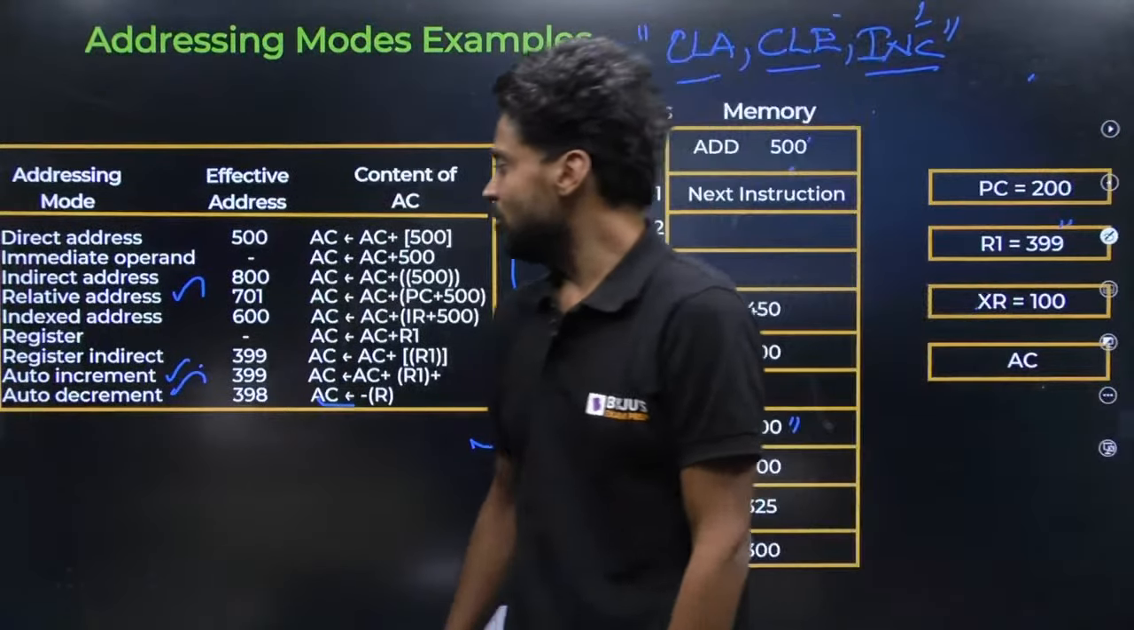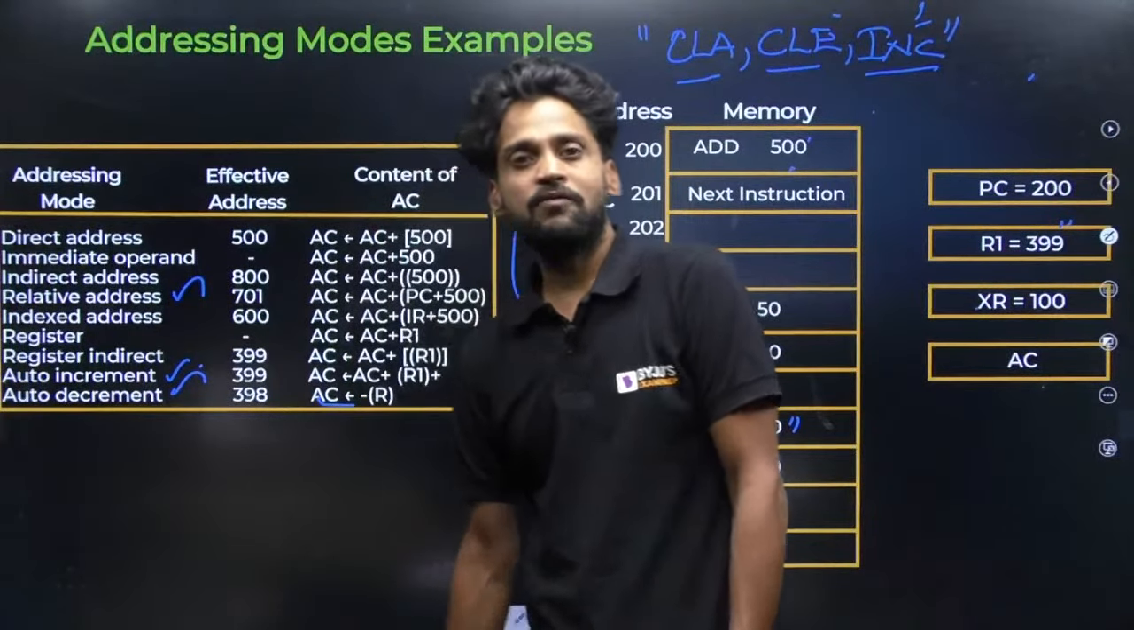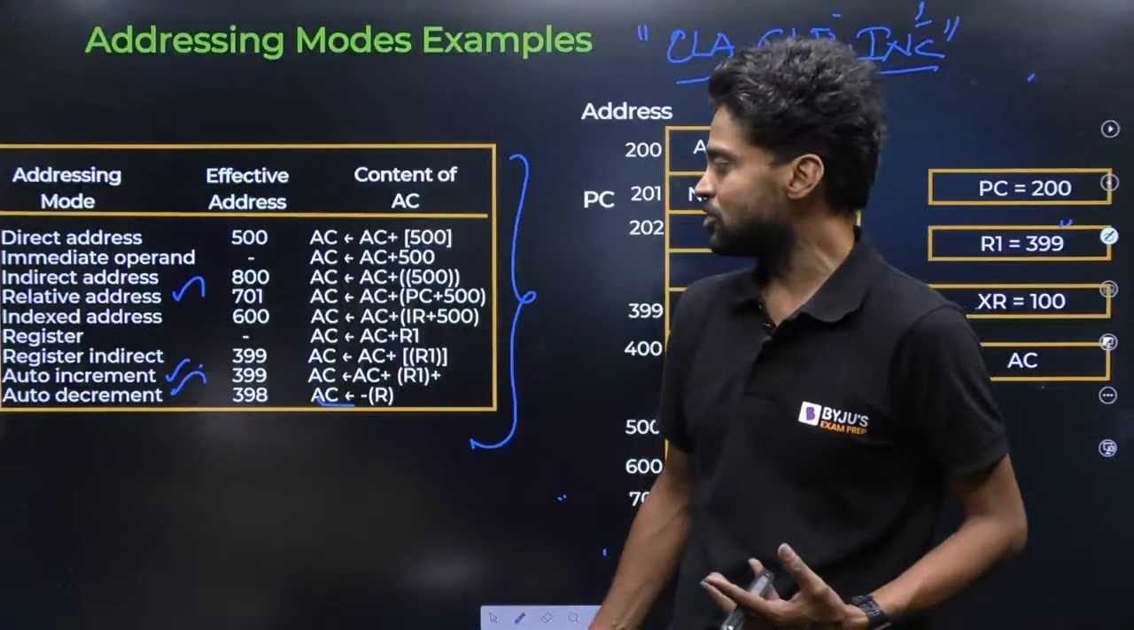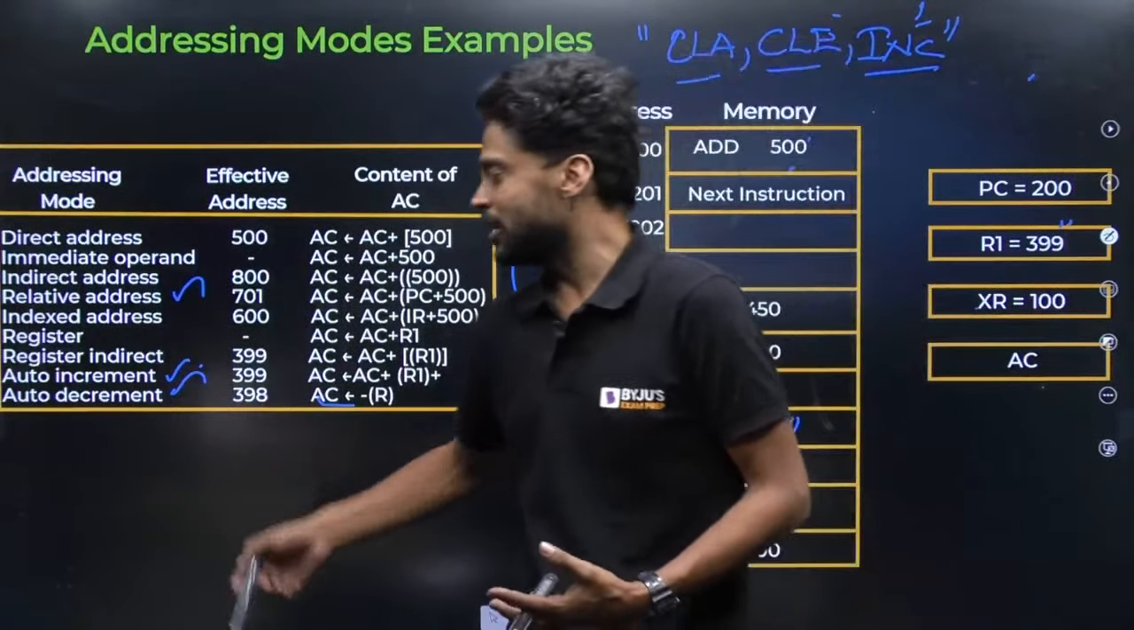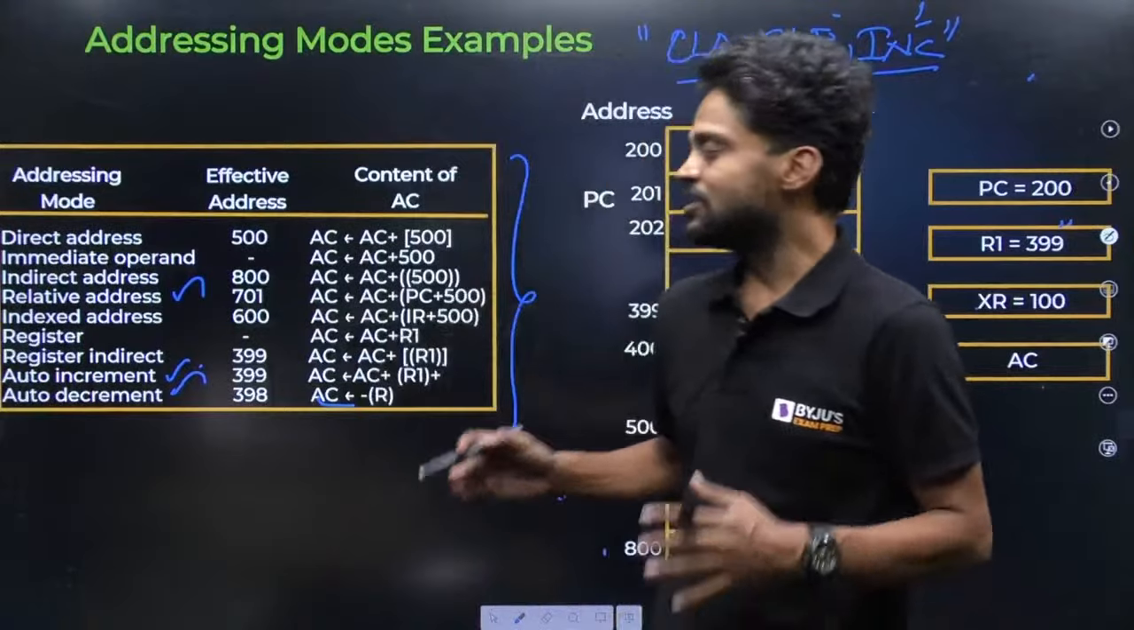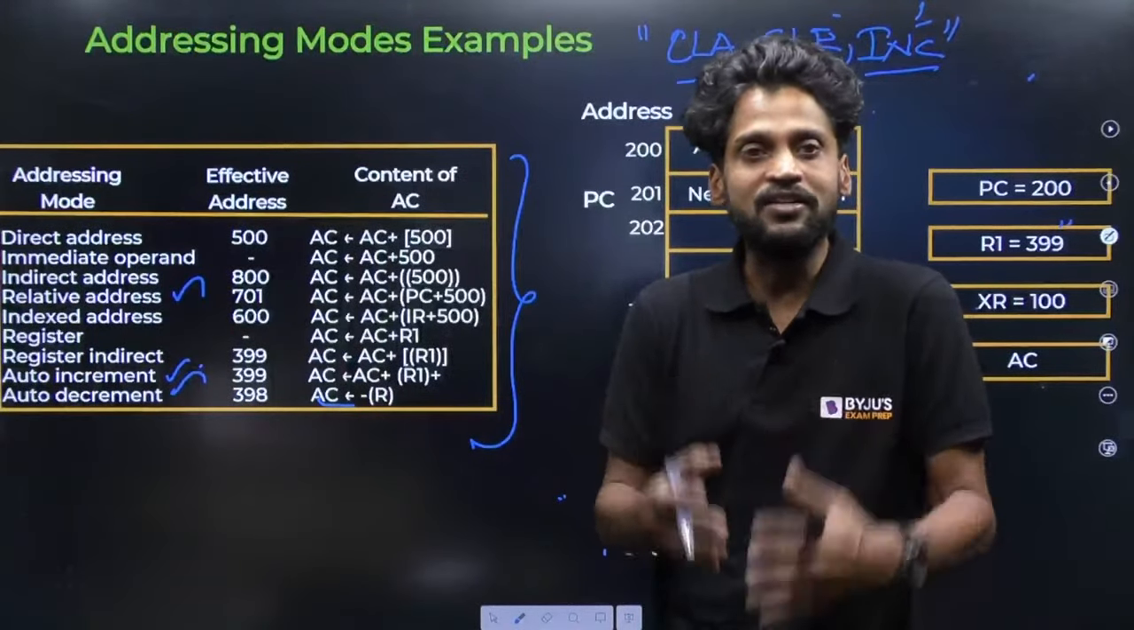So if you want to implement loops in your programming, first of all, you must be supported by a processor that incorporated auto increment and auto decrement. This is the purpose of each and every addressing mode here.